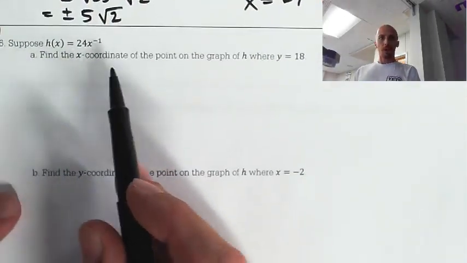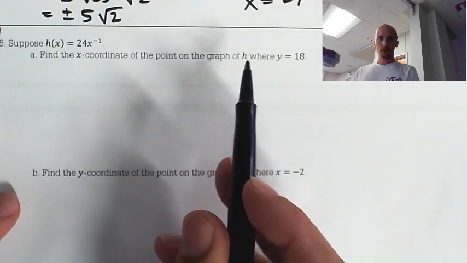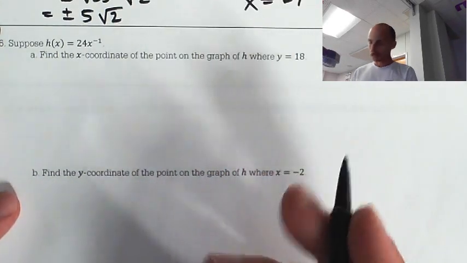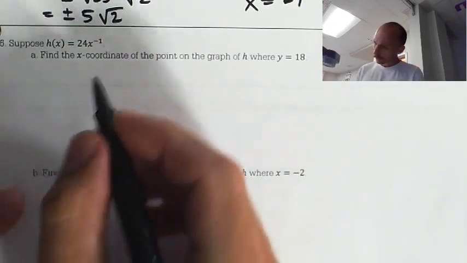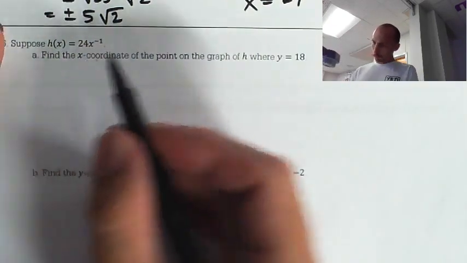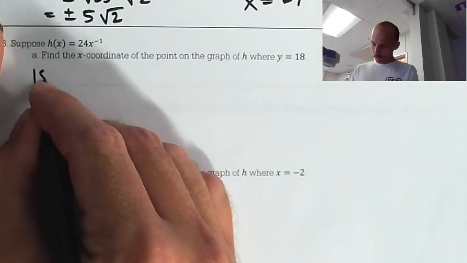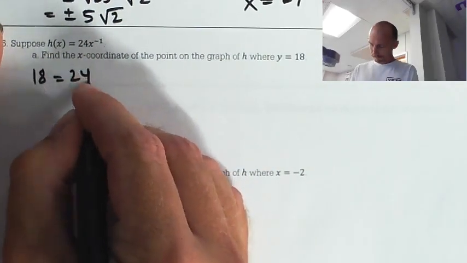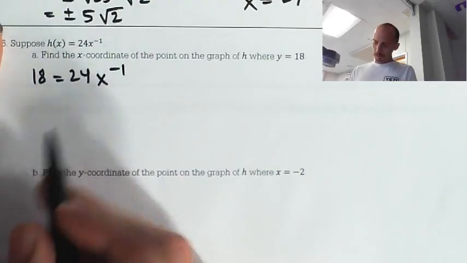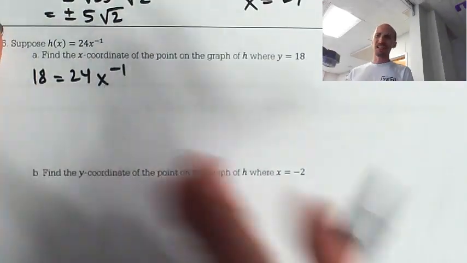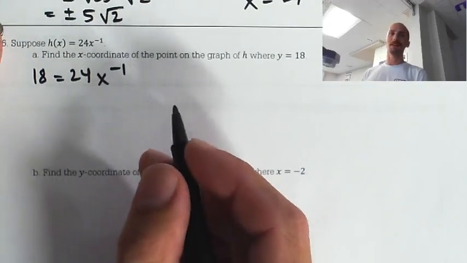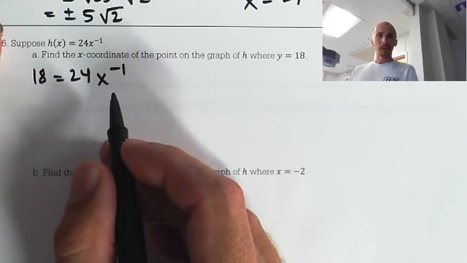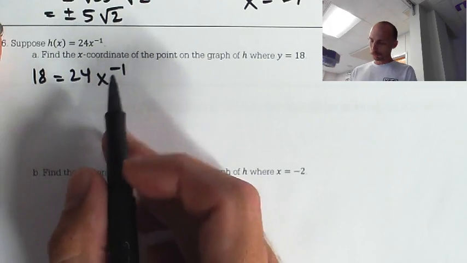Okay, find the x-coordinate of the point on the graph of h where y equals 18. Oh, there was punctuation on this, it's very faint. All right, so y equals 18, h of x, that just stands for y. Okay, this one probably should have gone before any sort of solving with x to the negative 2, but live and learn. Maybe I'll make a note for next year to reorder these problems.